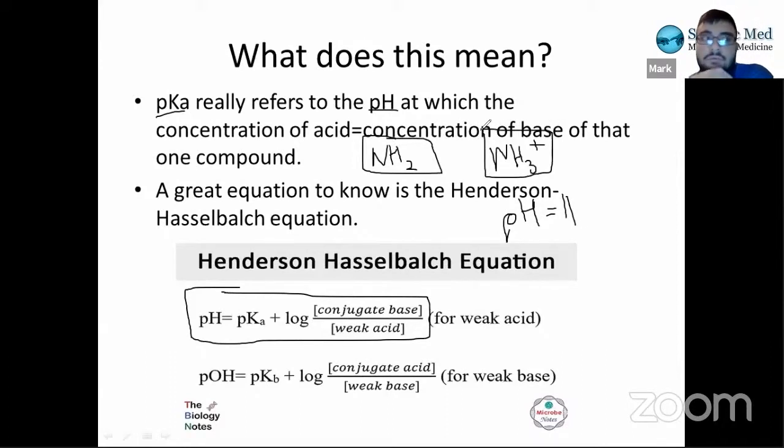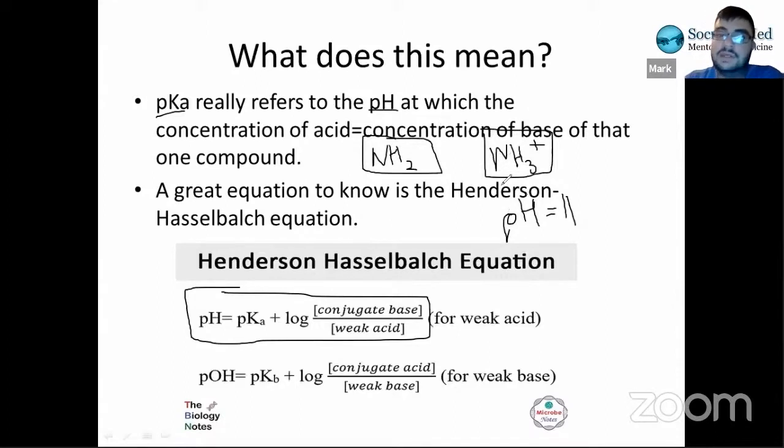So you never really see in a solution everything only in acid form, or all of the molecules only in base form. What you usually see is a mixture. But typically it's very favoring one side. So when we say it's in the acid form, it's because 99.9% of all the molecules are in acid form and very few are in base form.